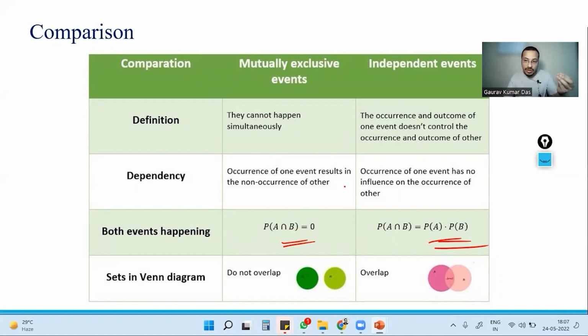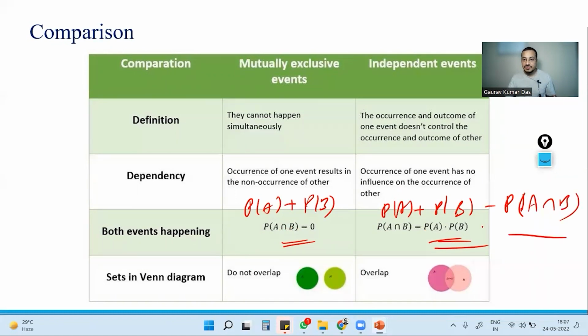Whereas for either of the events, the total probability of both events happening will be, here, PA plus PB, whereas here it will be PA plus PB minus P of A intersection B. And if this is independent, then this. There is no overlap, it is very simple. And if it is dependent, that is where it becomes a little bit more difficult. That is where conditional probability will set in.